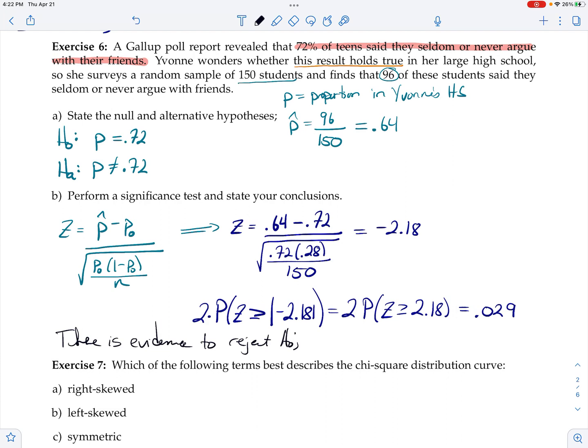In other words, let's say that the data suggests that there's a different proportion at Vani's high school. And that's it. Maybe I'll box reject the null hypothesis. There we go.